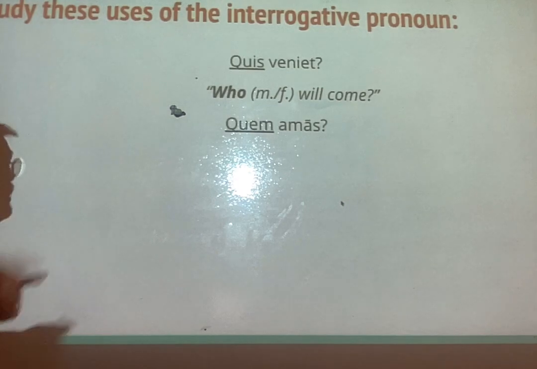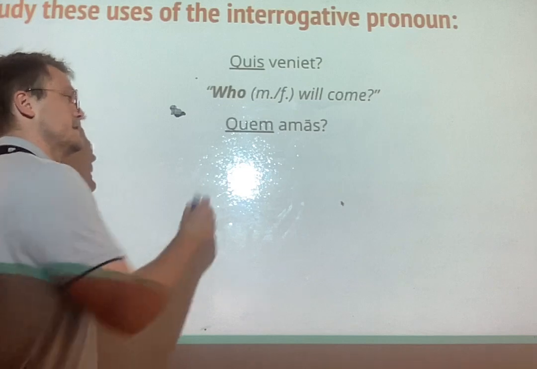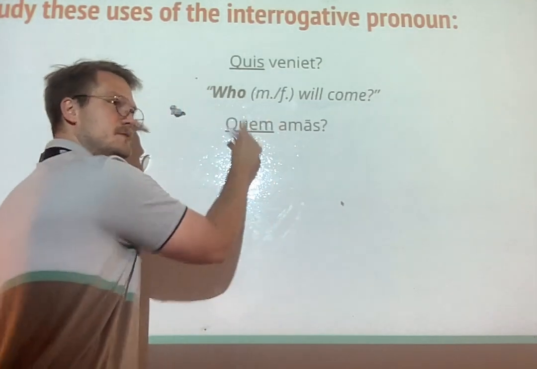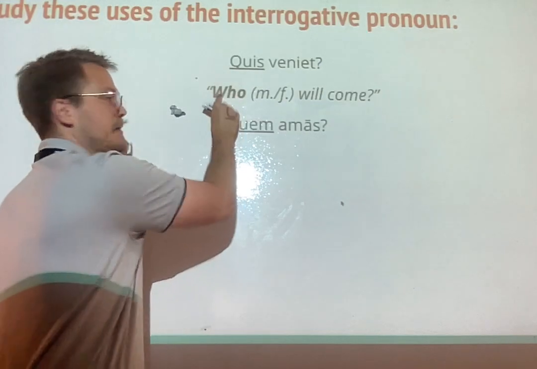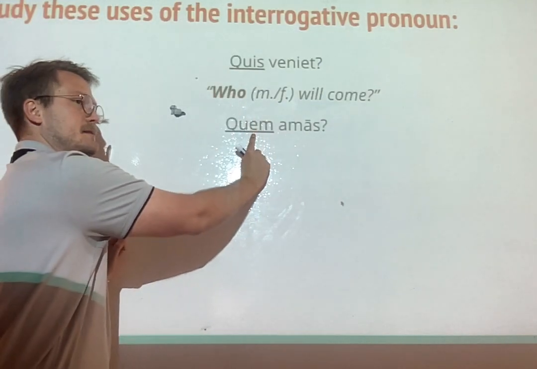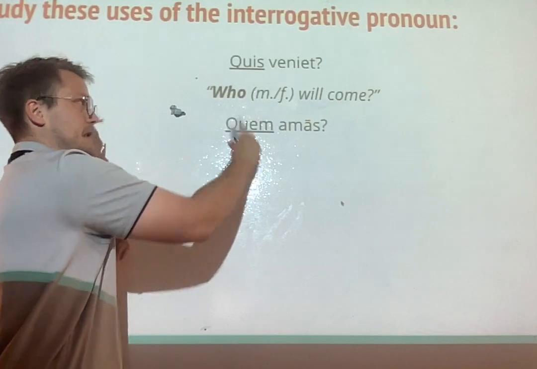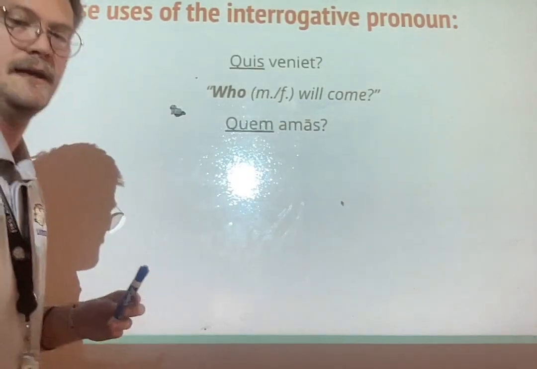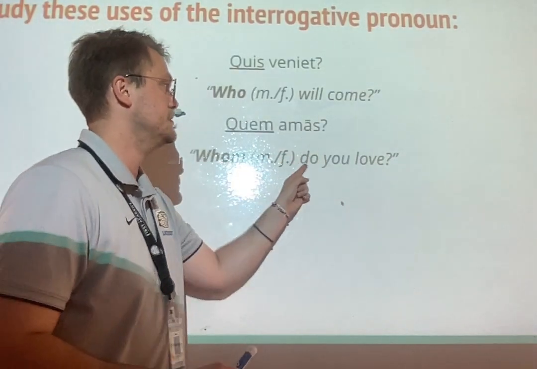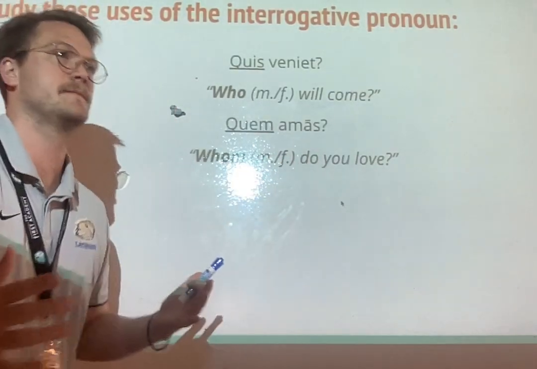What's going on there? Very, very good. It took first period a while to figure that one out. This is not nominative, so you can't use who. Only the nominative can be translated who. Quem is what case? It's accusative. Very good. And in this case, it's masculine or feminine. And it's a question, so it's whom do you love? Does that make sense? Good.